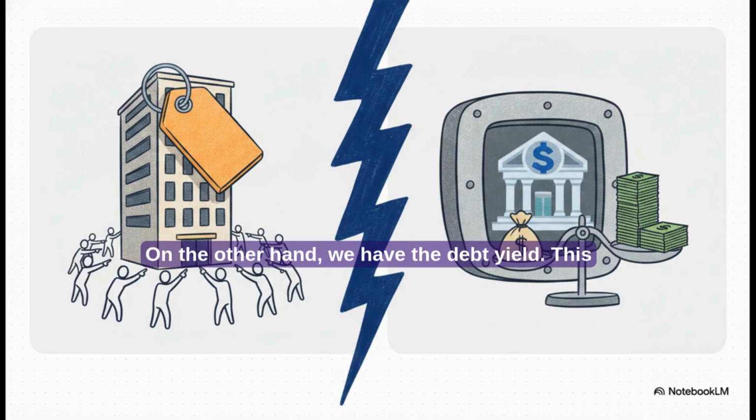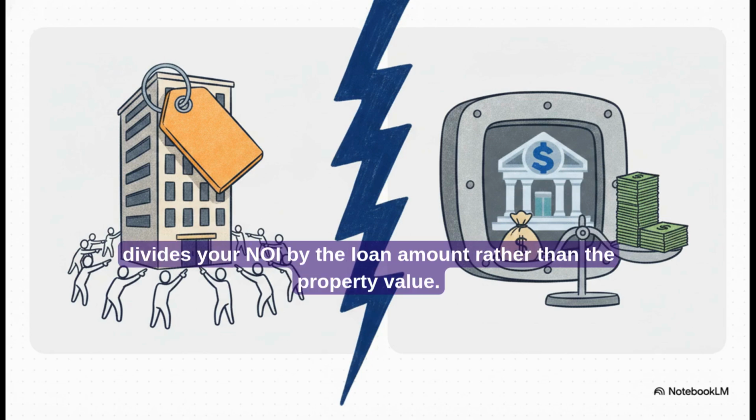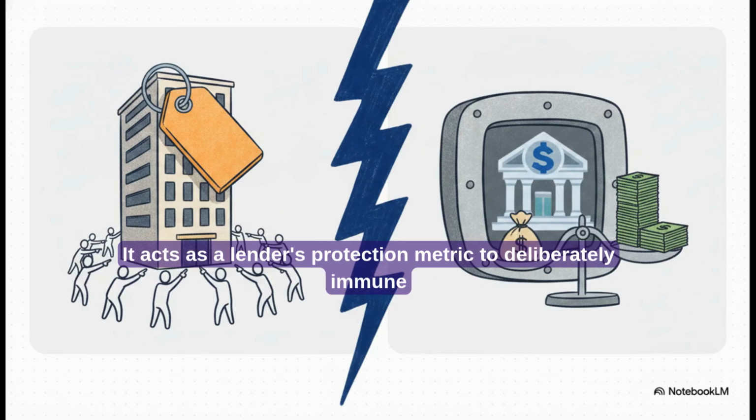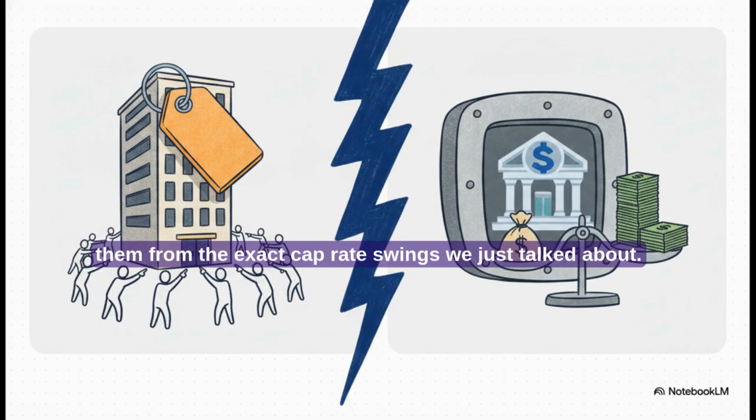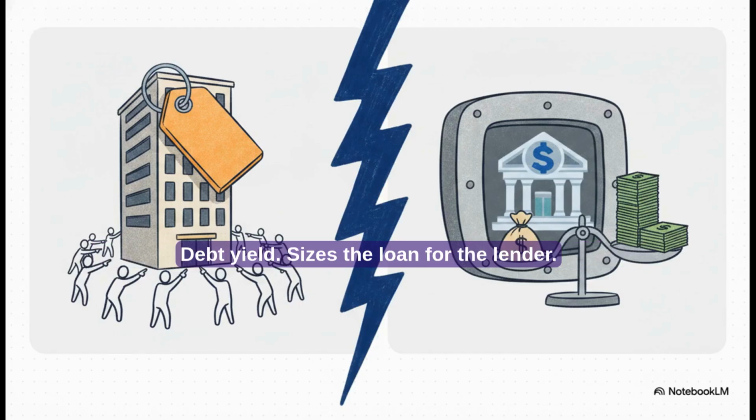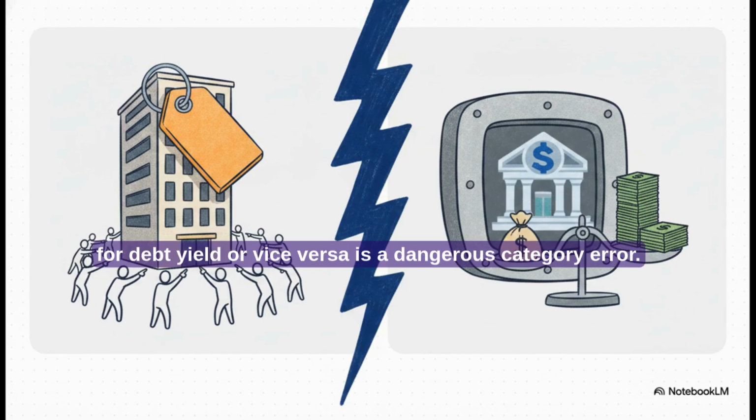On the other hand, we have the debt yield. This divides your NOI by the loan amount rather than the property value. It acts as a lender's protection metric to deliberately immune them from the exact cap rate swings we just talked about. Debt yield sizes the loan for the lender. Reading a cap rate as a proxy for debt yield or vice versa is a dangerous category error. Used correctly, the cap rate is just an anchor point, but read in isolation, it completely misleads you.